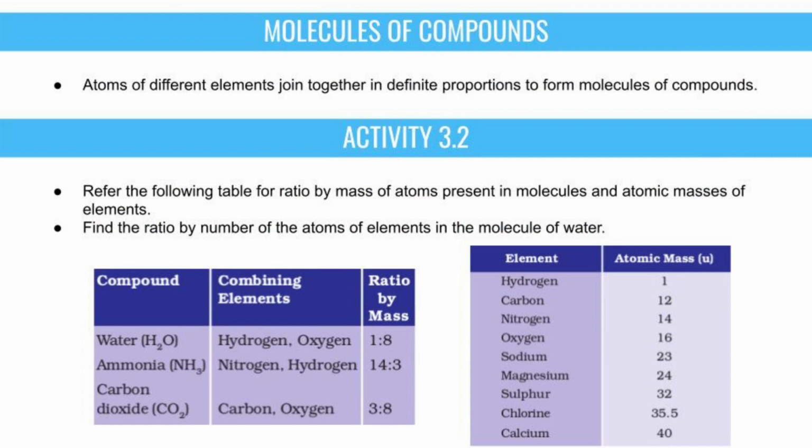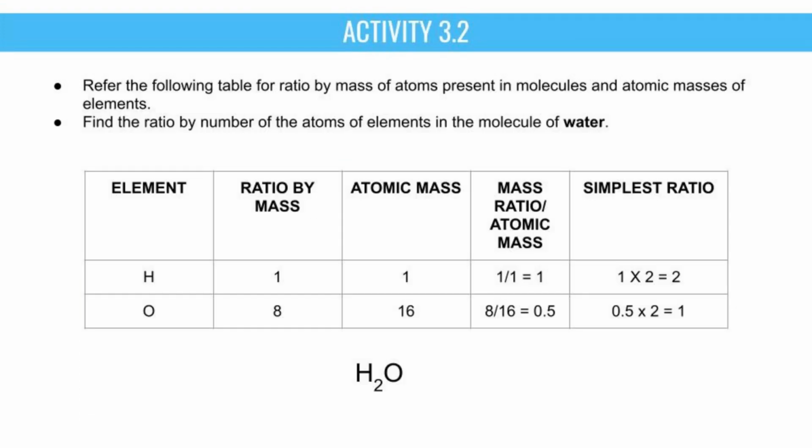As we know, atoms of different elements join together in definite proportions to form molecules of compounds. Here is the table from the NCERT textbook. We will find the ratio by number of the atoms of elements in the molecule of water. We will make the table to solve it. In the first column, we will write the symbol of the element. In water, hydrogen and oxygen atoms have their symbols as H and O respectively.